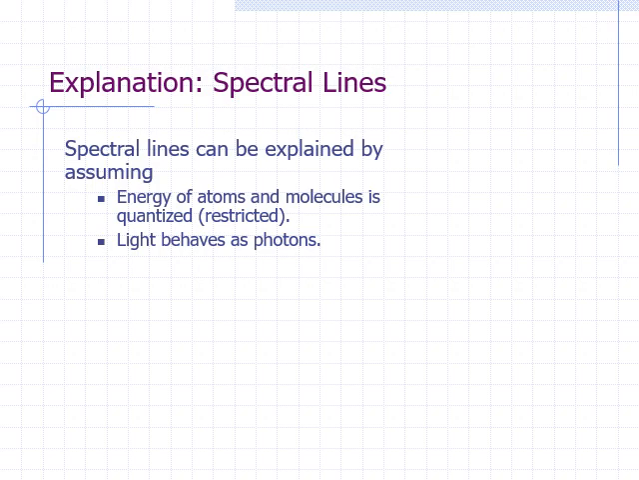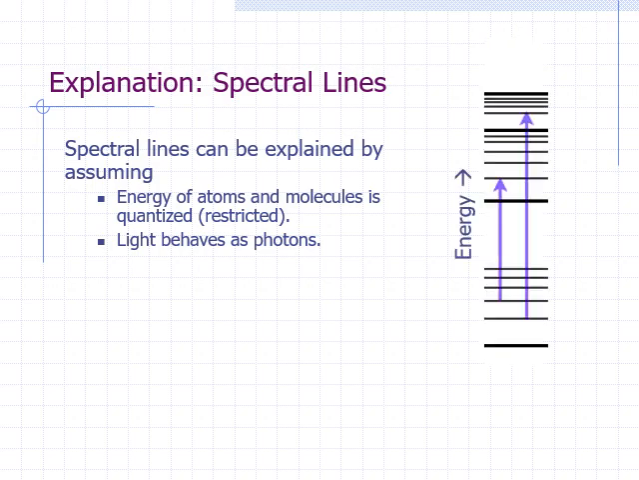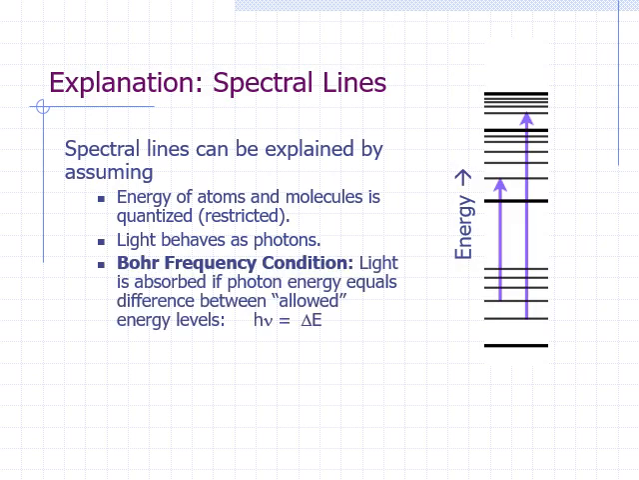A diagram like this is often drawn to describe or summarize what the allowed energy levels are for a given atom or molecule. This is called an energy level diagram. Each line in the diagram represents an allowed energy level. The Bohr frequency condition assumes that light can only be absorbed if the energy of the photon will take an atom or molecule to another allowed energy level.